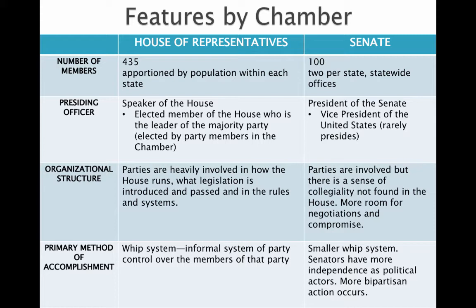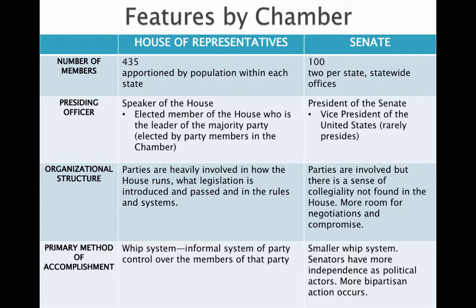The organizational structure. In the House of Representatives, the parties are heavily involved in how the House runs, including who is in charge of certain features of the House, what legislation is introduced and passed, and the rules and systems in place. In the Senate, it is true, especially as of late, that the parties are involved, but there is a sort of different sense of how things run in the Senate, that people can be a little more independent and a little more collegial across party lines than they can in the House. So there's more room for things like negotiations and compromise.